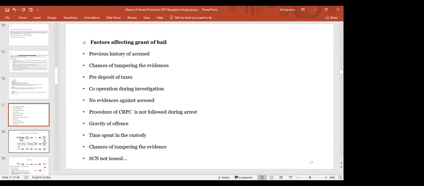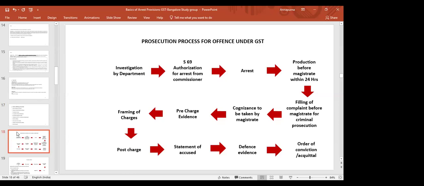This is from the perspective of the department and the court, right? I have taken this from one of the studies I was doing. So I took this flow to analyze the prosecution process for offenses under the GST Act, for easy understanding.